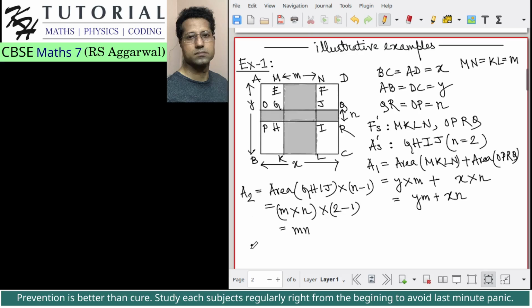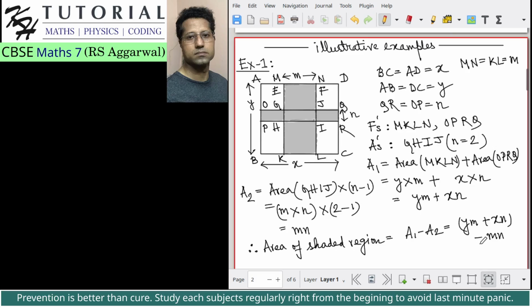Therefore the area of the shaded region will be equal to A1 minus A2. A1 is ym plus xn, minus mn. In the actual problem the values of y, m, x and n will be given in some units, and so this will be the area of the shaded region.